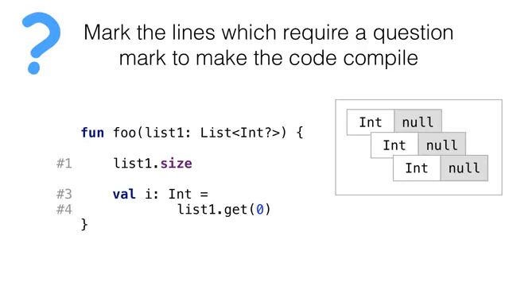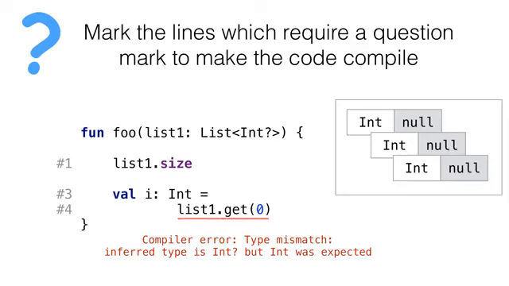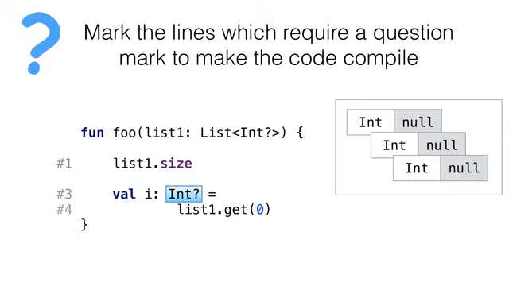So let's do it one by one. The first list is the list of nullable values, and here we can dereference it without problem because it's a non-null reference. But when we try to assign the first element to a variable, we see the error because the inferred type is nullable int, but int was expected. We see that the content of the list is nullable int, and that means that we need to add the question mark to the type of the element. That's all for the first list.